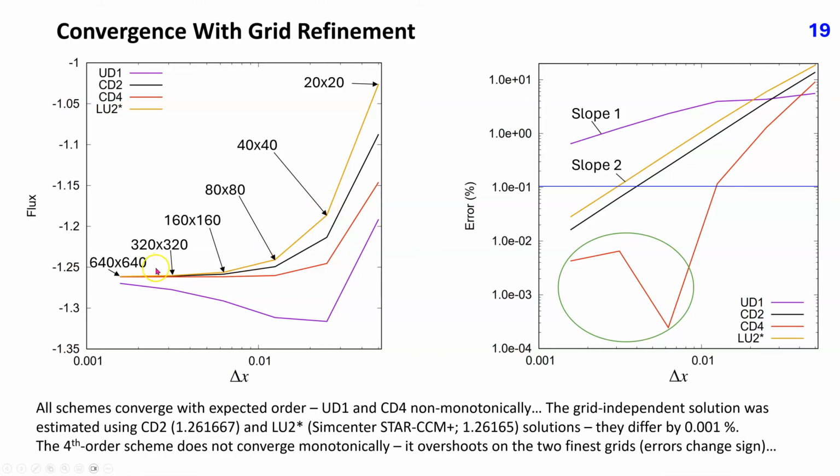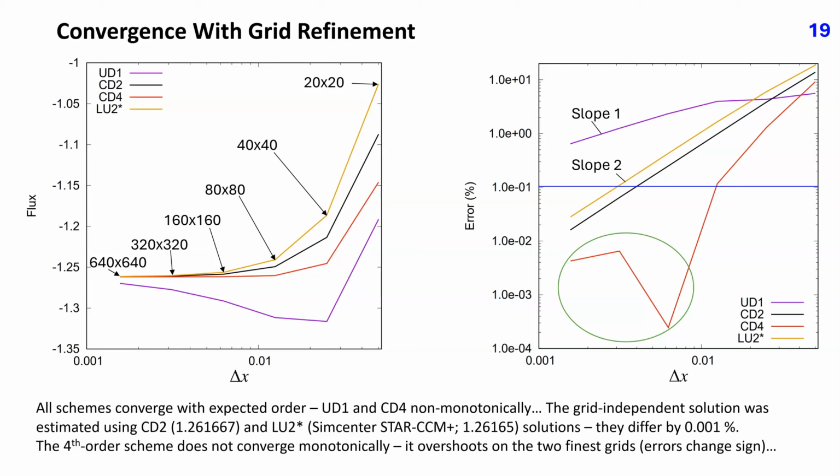The 4th-order scheme converges more rapidly toward a grid-independent solution, while the solution from the first-order scheme still contains a large error even on the finest grid. Estimation of grid-independent solution using Richardson extrapolation and the assumed order 2 for CDU2 and LU2 star leads to the same value on 5 most significant digits when applied to the solutions from second-order linear interpolation in the test code and second-order upwind scheme in Simcenter STAR-CCM+, minus 1.261667 and minus 1.261652 respectively.